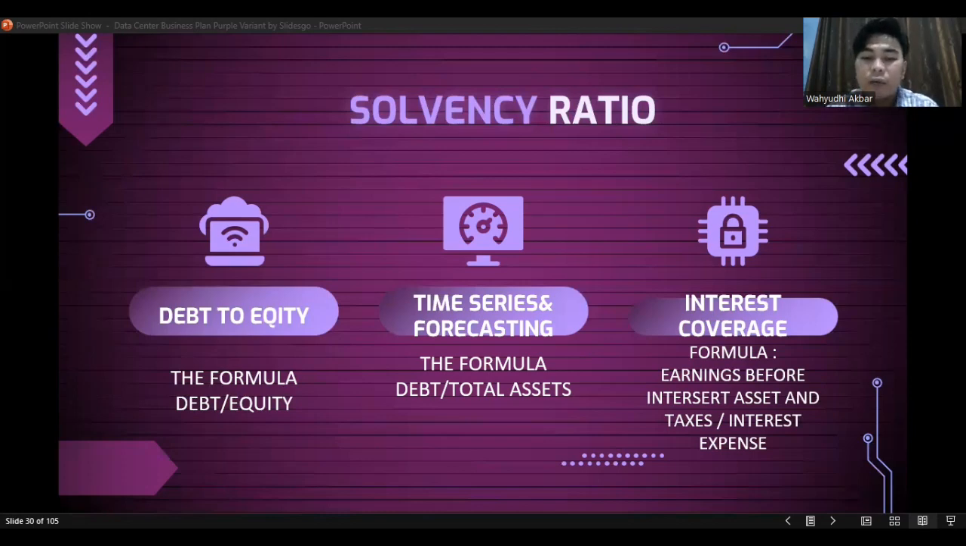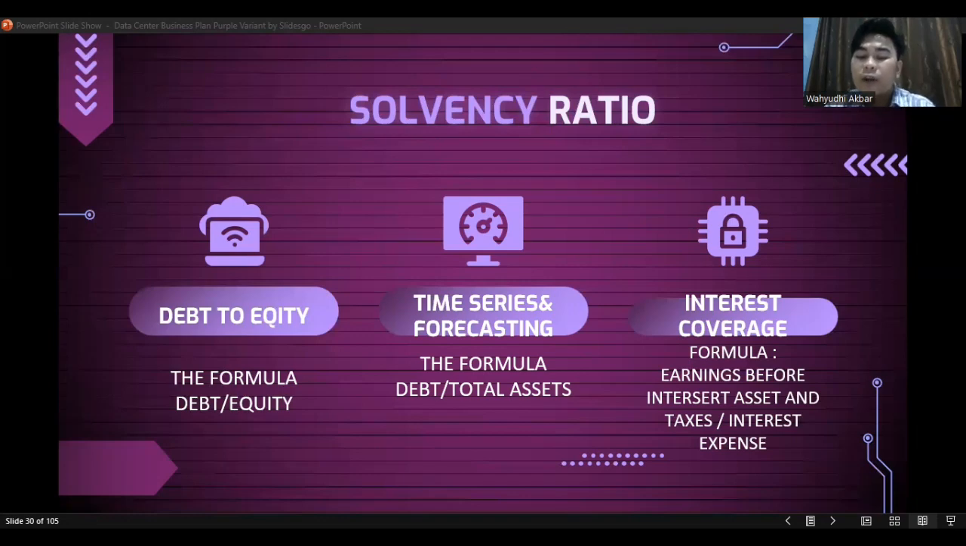The second one, debt to total asset ratio. The formula is debt divided by total assets. This ratio measures the proportion of debt in the company's capital structure. The higher this ratio, the greater the company's dependence on debt.